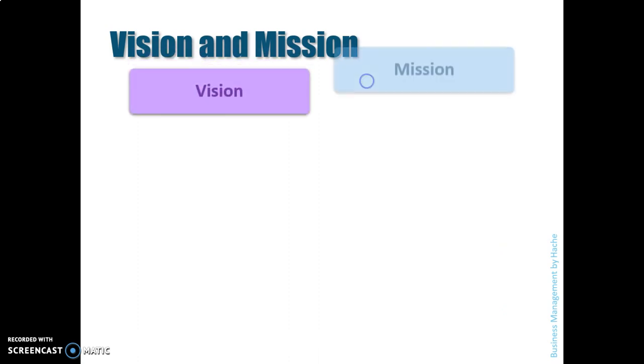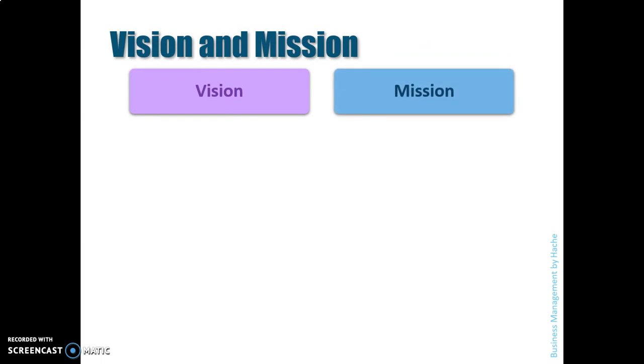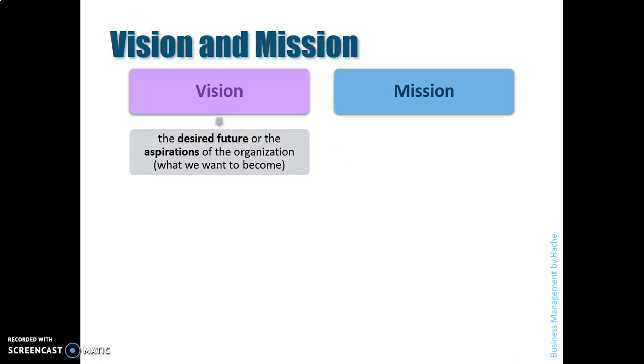The vision and the mission statements are the foundation of the business. They declare what the most important objectives, the most important ideas of the business are. So the vision shows the desired future or the aspirations of the organization. It is a big view, in the long term, of what we want to become as a business. That's our vision, that desired big future that we see.